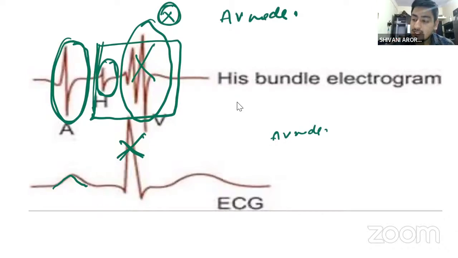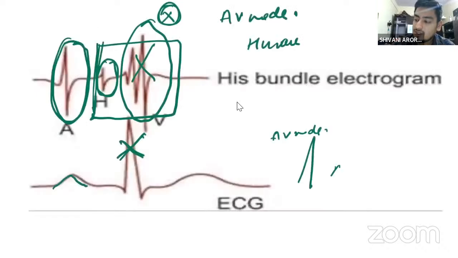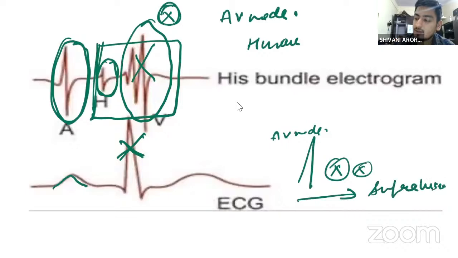Okay. So if the H wave is there, it means His bundle depolarization is occurring, which means the block is below the level of His bundle. And if the H wave isn't there, then the block is above the level of His bundle, that is, it is a suprahisian block. So if we have this A wave and no H wave and no V wave, then we can say that it is a suprahisian block. If there is an A wave, an H wave and no V wave, we can say that it is an infrahisian block. Clear?